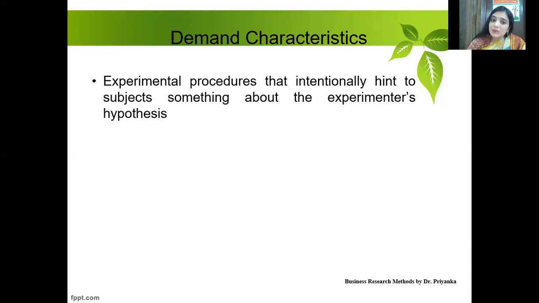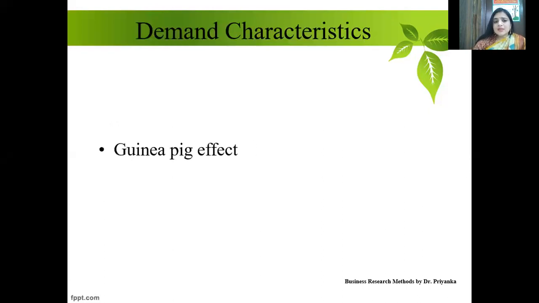If an experimenter's presence, actions, or comments influence the subject's behavior in one way or the other, then that is called experimenter bias, because the experimenter is creating that particular bias. Let us discuss the biases which come through demand characteristics. Number one, Guinea Pig effect, and number two, Hawthorne effect.